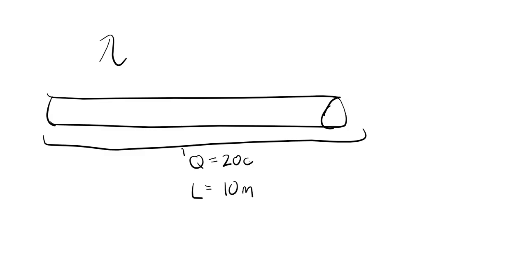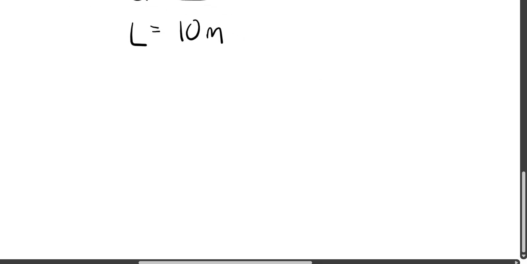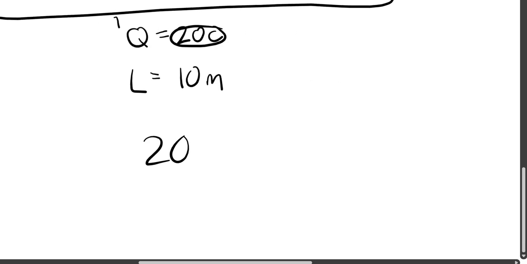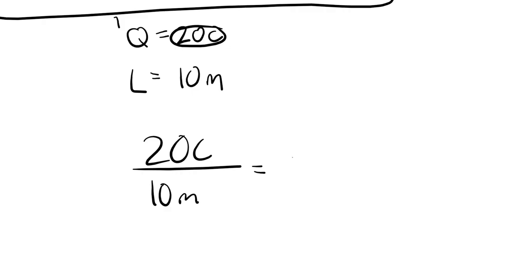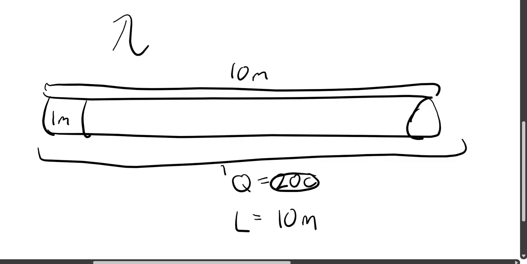If I want to know how many coulombs of charge sit in every individual meter, let's say this is 1 meter and the whole length is 10 meters. How much charge is stored per meter? I say, okay, 20 coulombs divided across 10 meters gives me 2 coulombs for every meter of this line. And that's what lambda is.